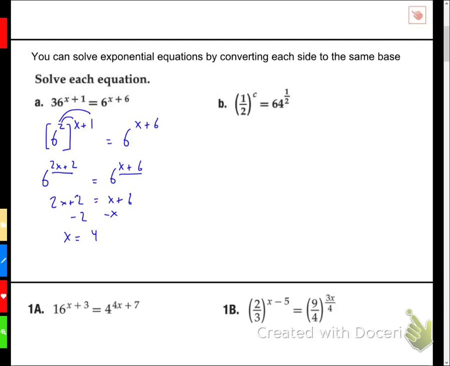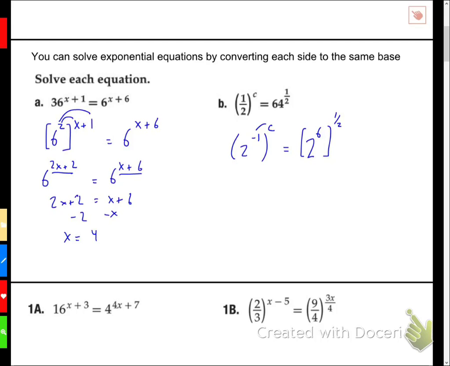Okay, now for this next one here, we got 1/2 and 64. Those are both powers of 2. So I'm going to rewrite 1/2 as 2 to the negative 1. All right, and that is raised to the c power. And then over here, 64, that is 2 to the, let's see, 2 to the 5th is 32, 2 to the 6th is 64, so 2 to the 6th. All right, and then that's to the 1/2.